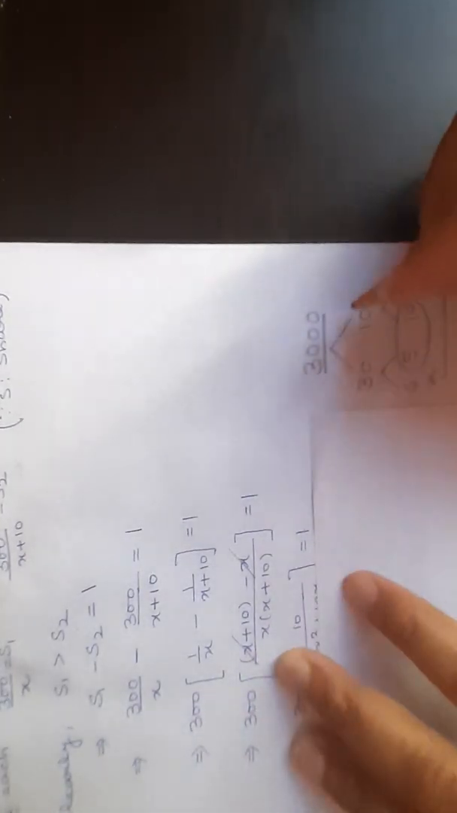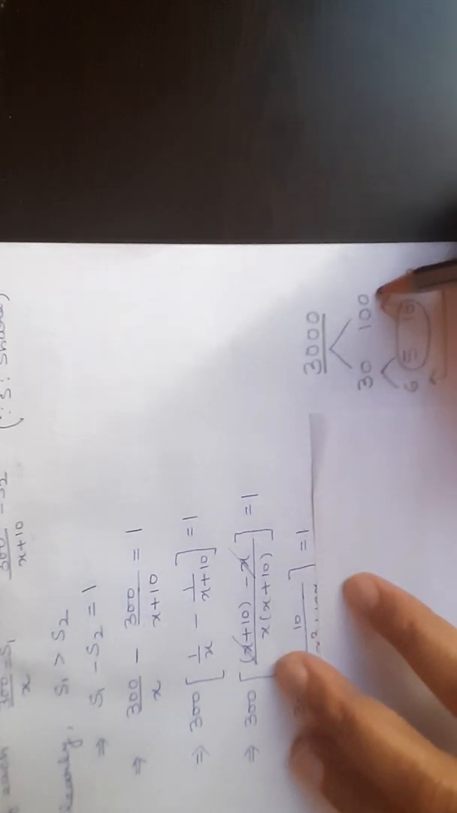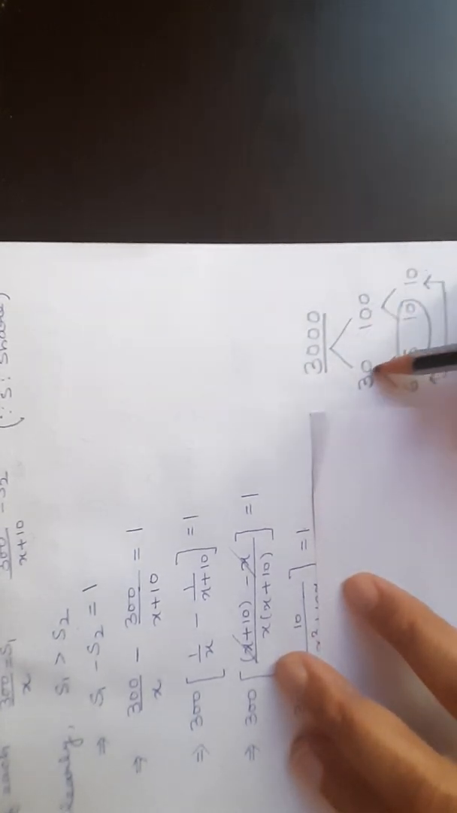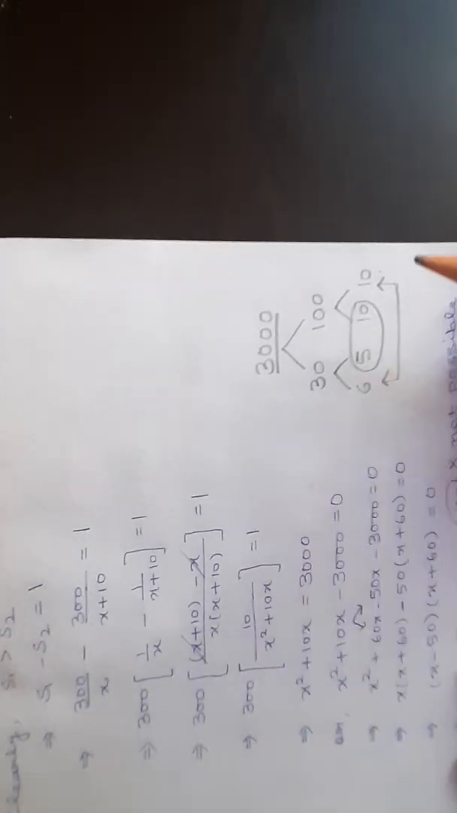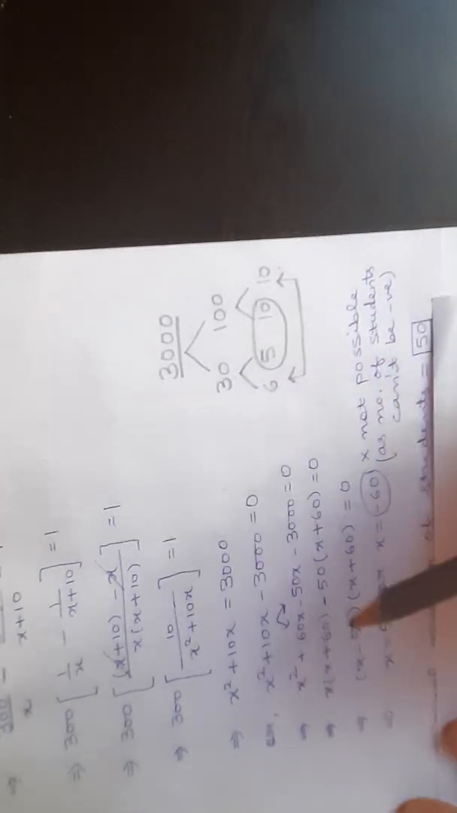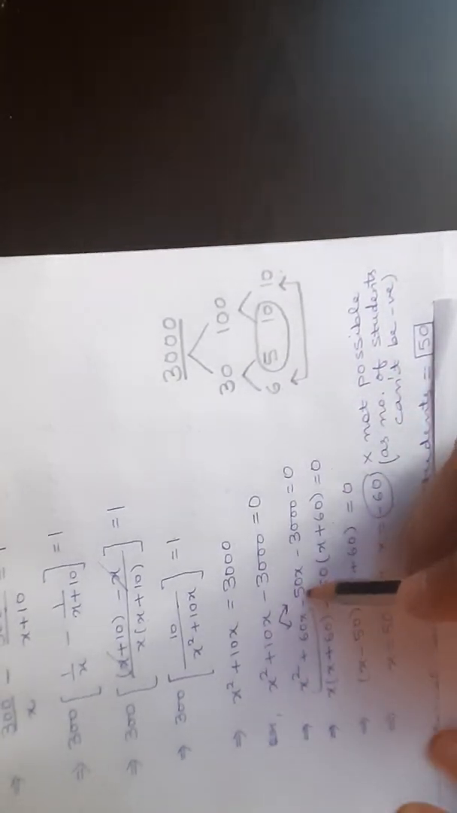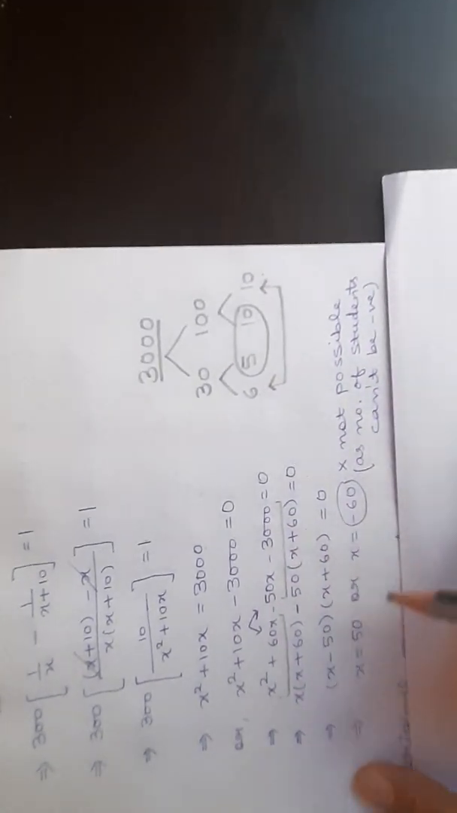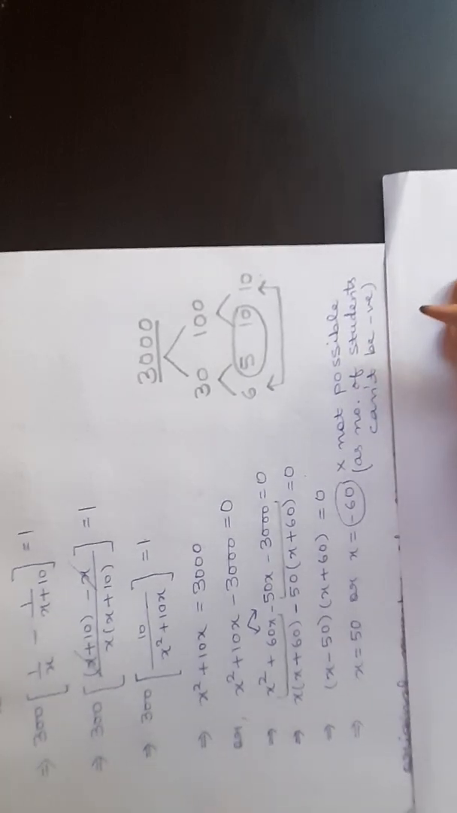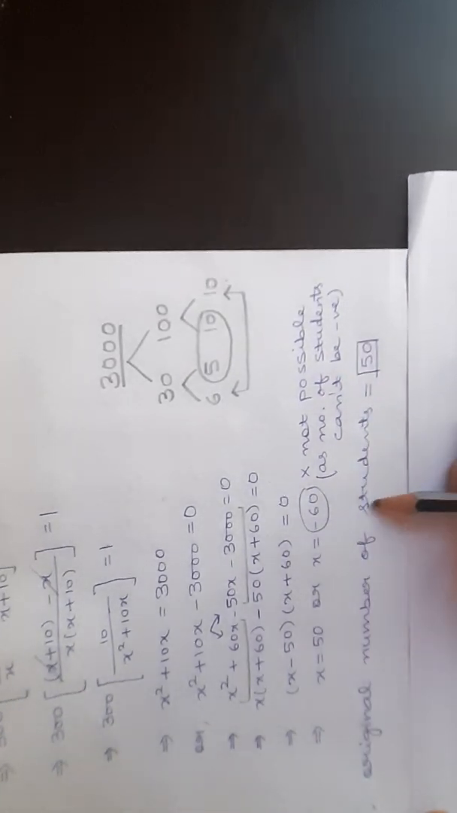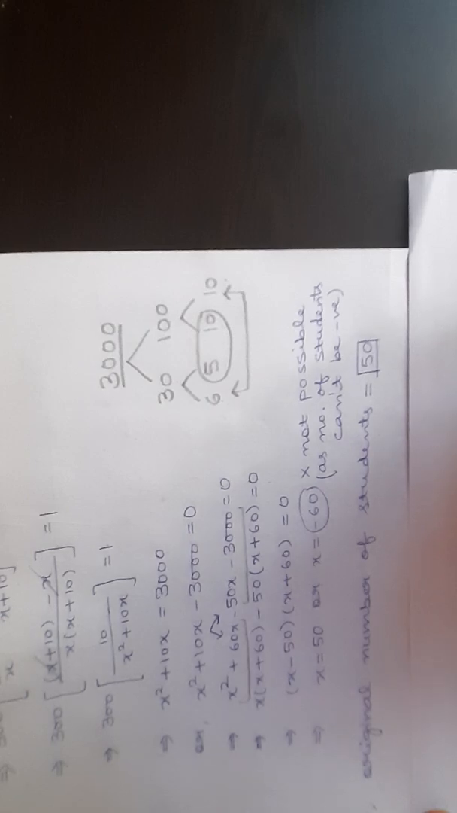तो आपने 3000 के फैक्टर्स कर दो 30 and 100. 100 is 10, 10. 30 is 6, 5. You can see 5 and 10 can be clubbed for 50. 6 and 10 can be clubbed to give 60. So 10x is 60x minus 50x. Rest you know how to factorize. Taking x common from here and minus 50 common from these two. So x is equal to 50 and here x is minus 60, which is not possible as number of students can't be negative. So thus original number of students is 50, right?